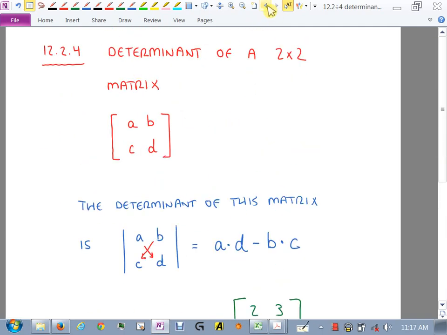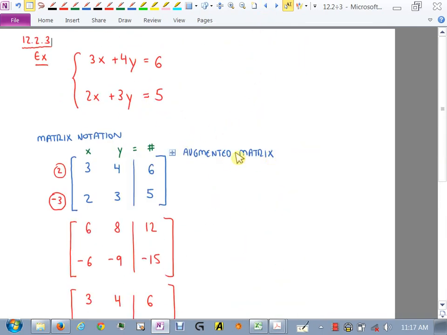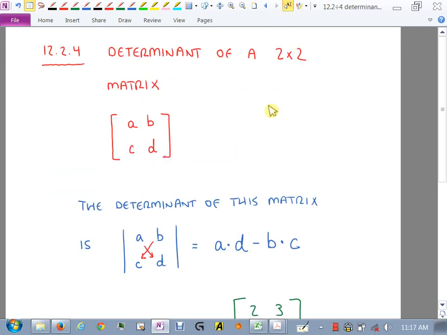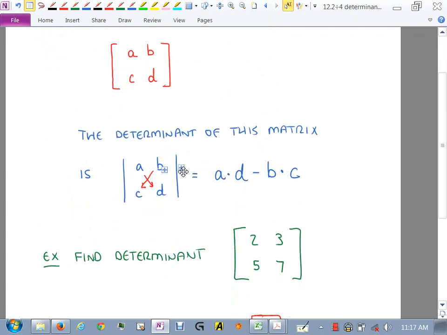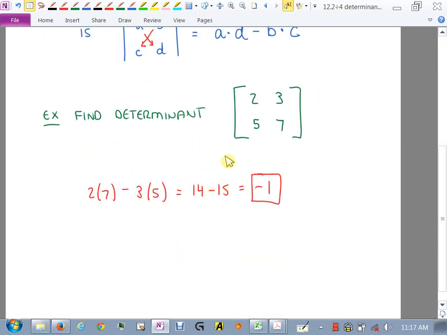This problem I did before, we call this an augmented matrix when it's actually coming from a system of equations. That's why we put the bar there. The bar lets you know this was originally an equation. You could just make a matrix out of just these numbers right here, 3, 4, 2, 3, and that would be a 2 by 2 matrix, but it's not an augmented matrix. So this is just saying, if someone gives you a 2 by 2 matrix, can you find a determinant? Yes, here it is.